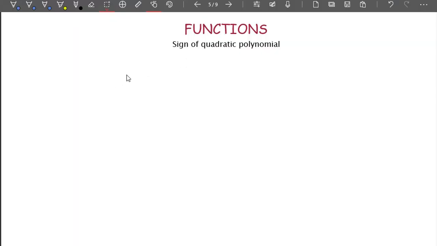So this is the new video. Today we will learn about sign of quadratic polynomial and modulus function. Why am I taking so much interest in the sign of a polynomial or sign of some algebraic expression? Because they are extensively used in each and every chapter of differential calculus especially, and sometimes in integral calculus also.